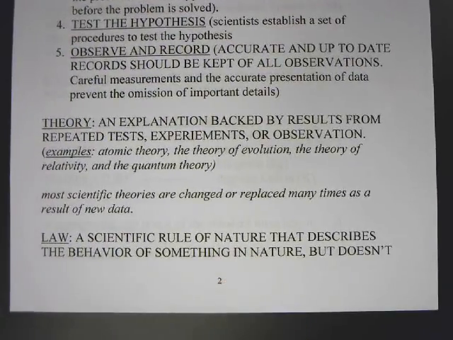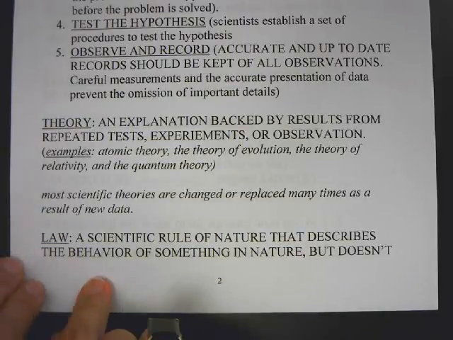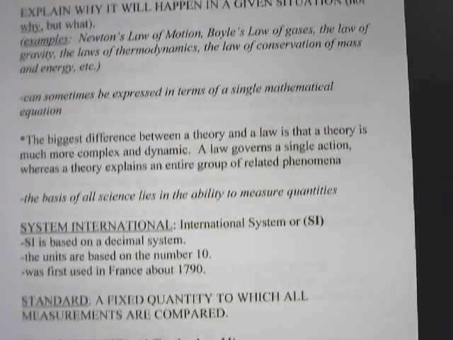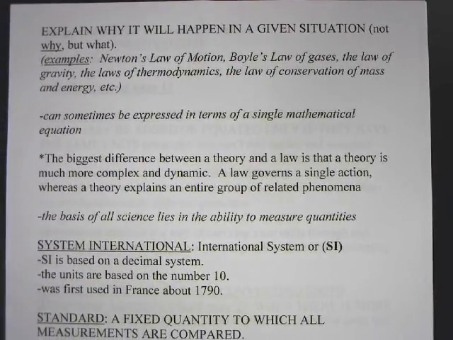A law is a scientific rule or principle. A law is a scientific rule of nature that describes the behavior of something in nature, but doesn't explain why it will happen in a given situation. Now, most laws, especially in physics, are expressed in an equation. So we have Newton's three laws of motion, which a lot of you have already learned, the laws of thermodynamics, and things like that. The biggest difference between a theory and a law is that a theory is much more complex and dynamic, whereas a law governs a single action.